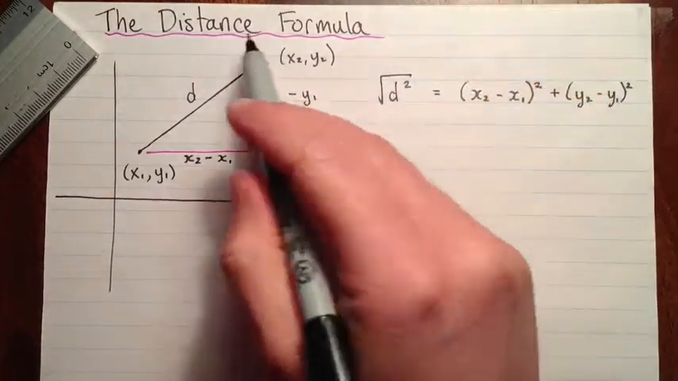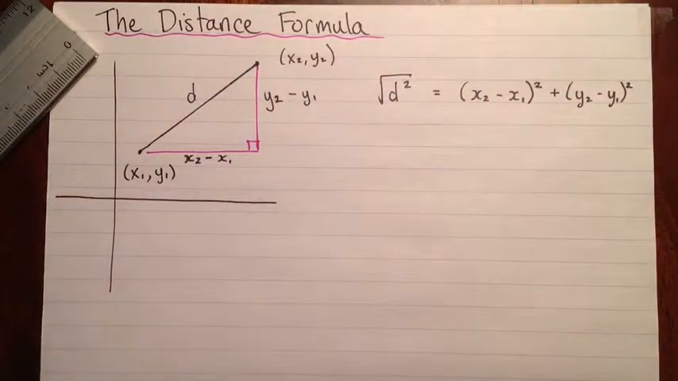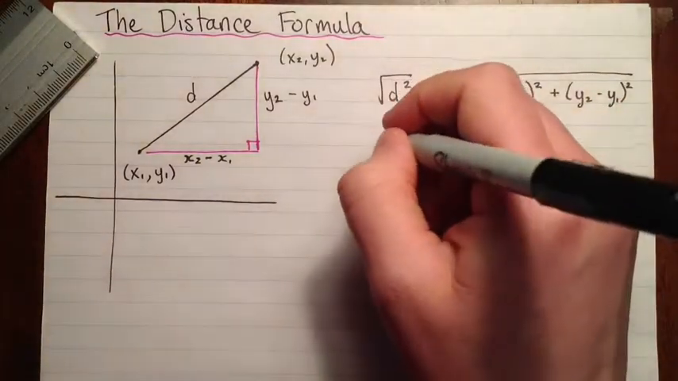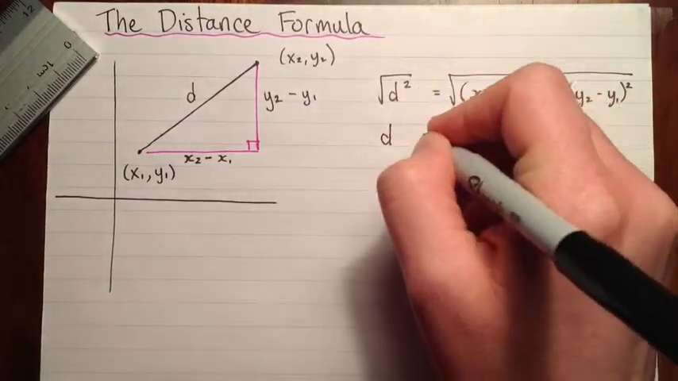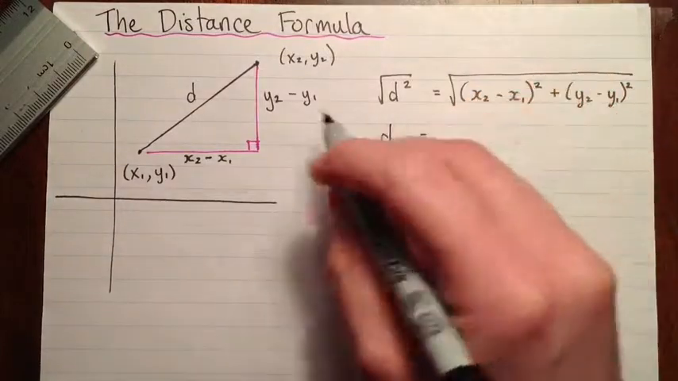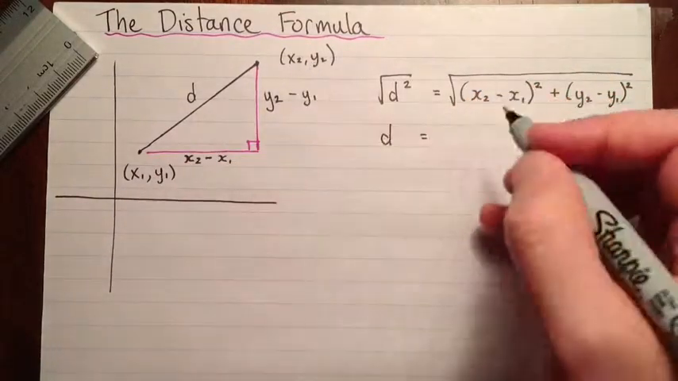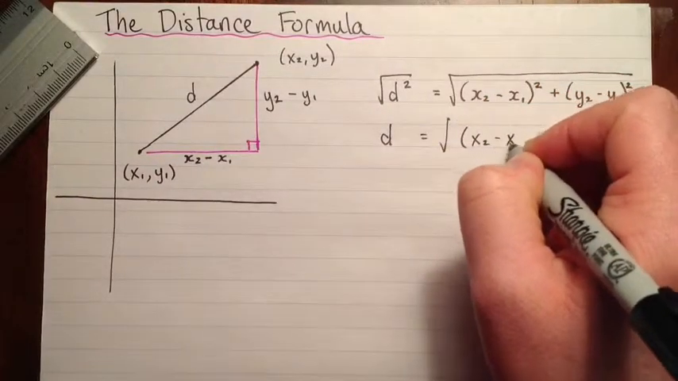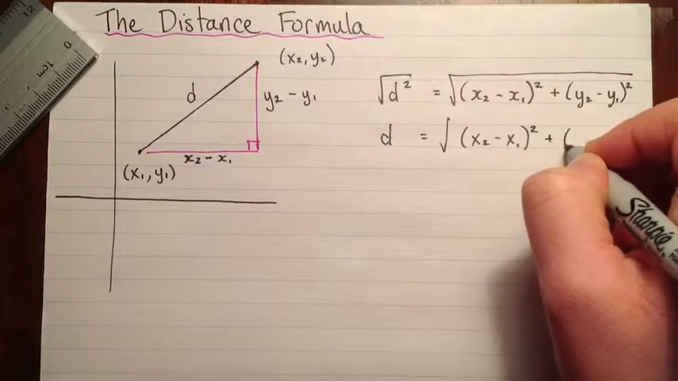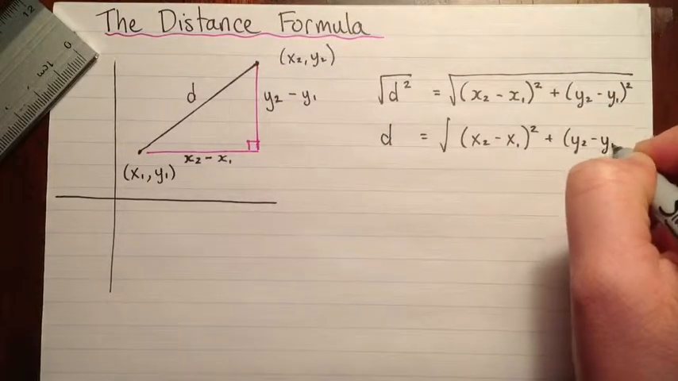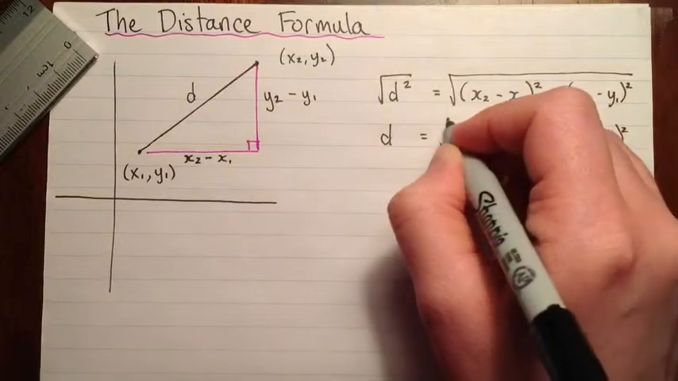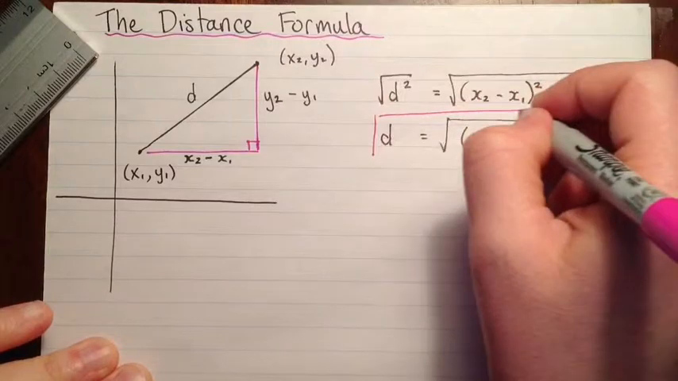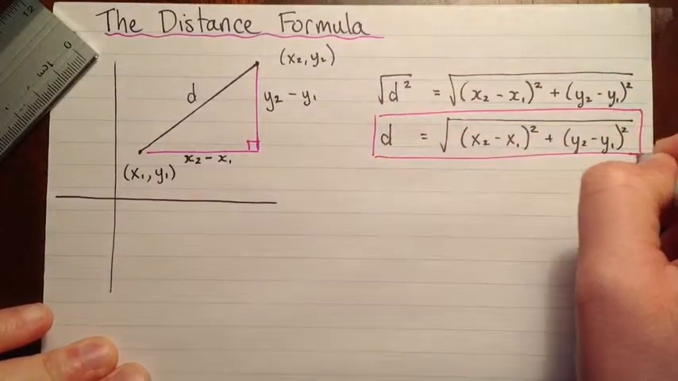Alright, and I'm just going to do one more thing. Instead of having a formula for the distance squared, I'd really rather have a formula for the distance. So I'm going to take the square root of both sides. And then here we go. It's right here. The distance between two points, x1, y1, and x2, y2, is the square root of x2 minus x1 squared plus y2 minus y1 squared. And that we call the distance formula.